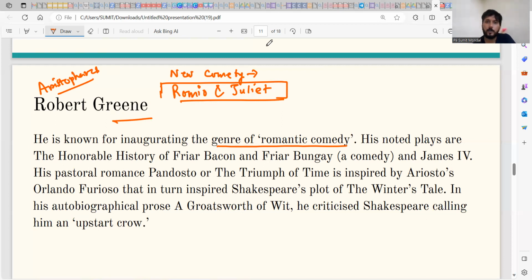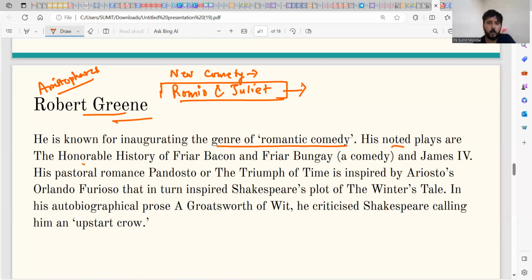Please search and tell me, okay, not now, later. You just search for yourself: who are the new comedy writers? Okay. So Romeo and Juliet is a very important example of romantic comedy written by Shakespeare, but first the idea was inaugurated in England by Robert Greene.